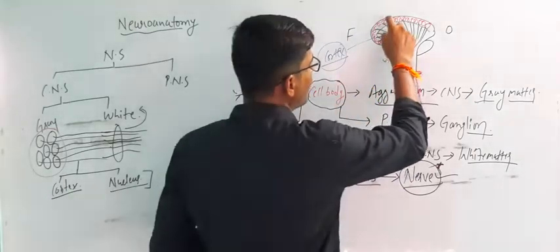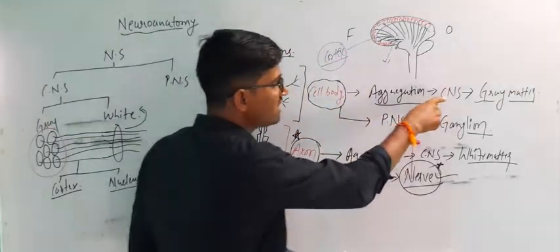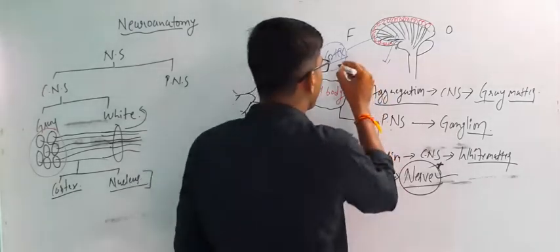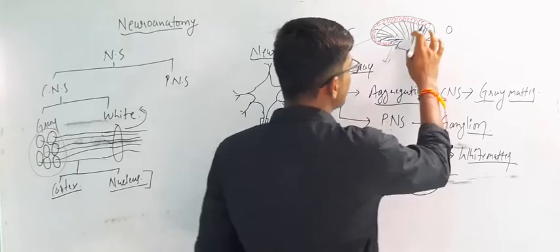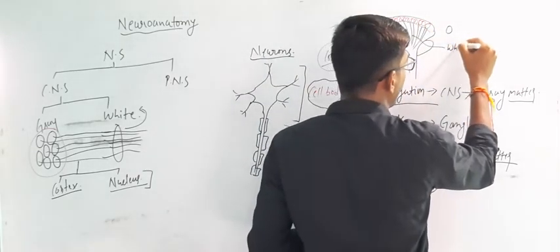So what is here? Here is the aggregation of the cell body, right? And aggregation of the cell body within the central nervous system is called gray matter. So gray matter is here, right? Gray matter is here. And what is this? This is the fiber. These are the axons. So that is what? White matter.